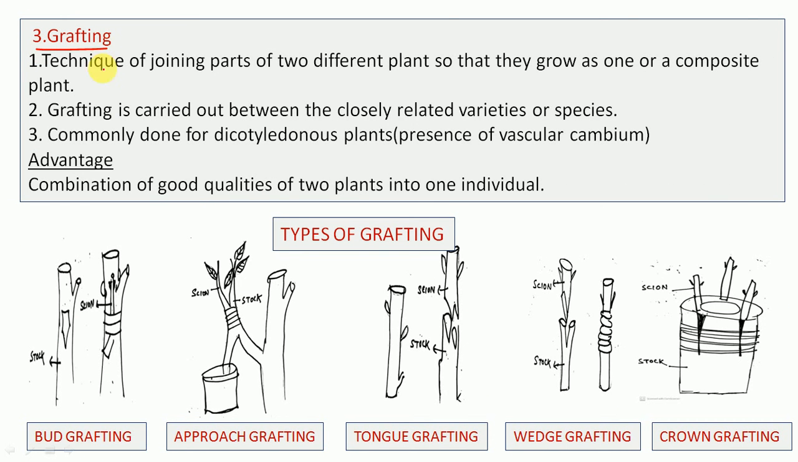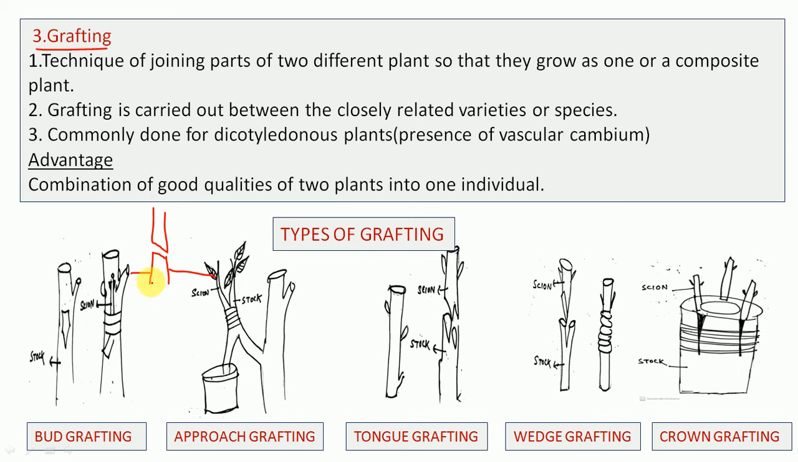Now the next technique is grafting. Now what happens in this technique? Here is the technique of joining parts of two different plants so that they grow as one or a composite plant. Now here you will find, suppose I am taking the root of one plant, and here another plant I am taking, and we have to keep in mind that the diameter should be the same.